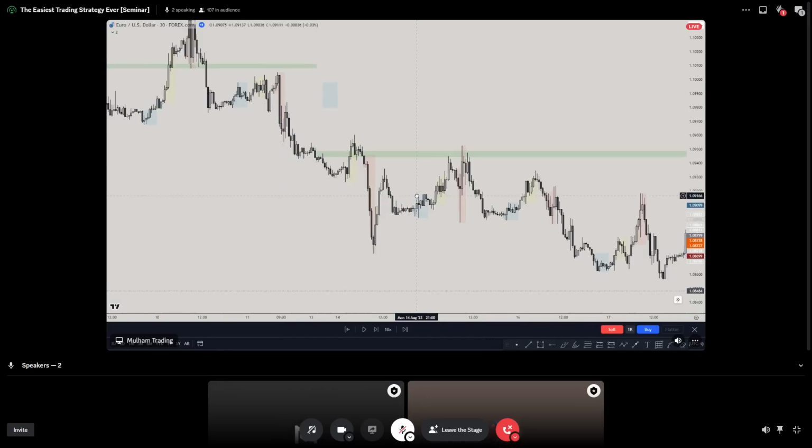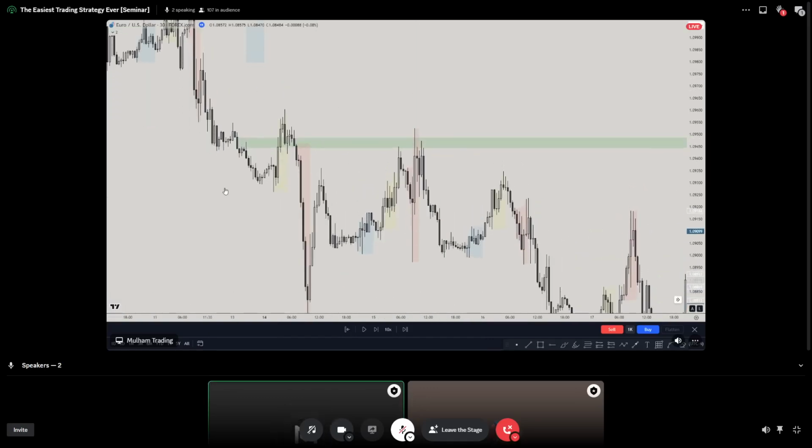Now, we have this fair value gap this week right here. This is Sunday. So Friday is right here, and then Sunday is right here. So this is the start of the Sunday. You see, no fair value gap, no fair value gap, and then this is the first fair value gap. So we're really marking this.